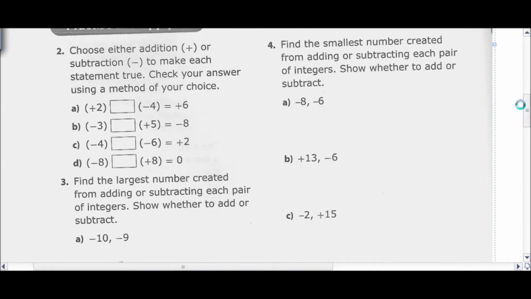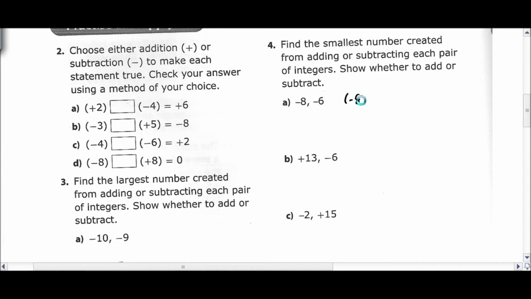First one I want to work through is number 4 here. What it's asking us to do is find the smallest number created from adding or subtracting each pair of integers. So it's asking us, should we add them or should we subtract them, and in what order should we subtract them in to get the lowest number we possibly can. So there's only 3 possible combinations here.